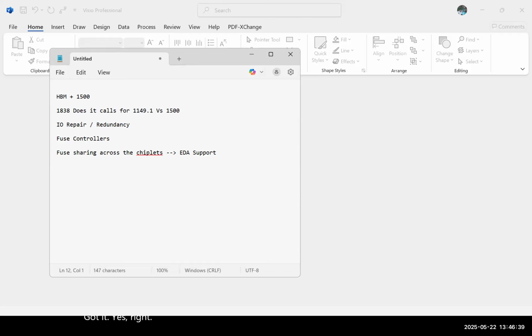I have a question and one idea. On the question, Bala, you mentioned that fuses are blown. Would they be blown after wafer test, or would they be blown after final test?